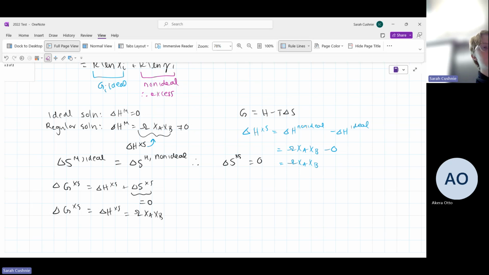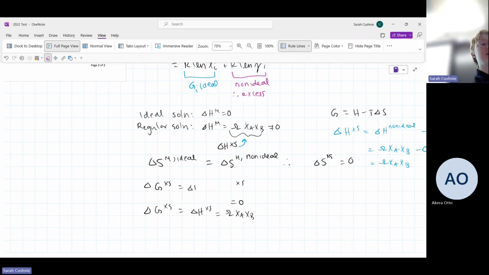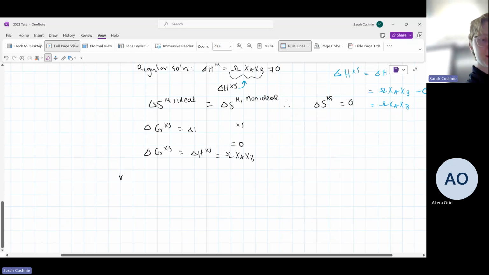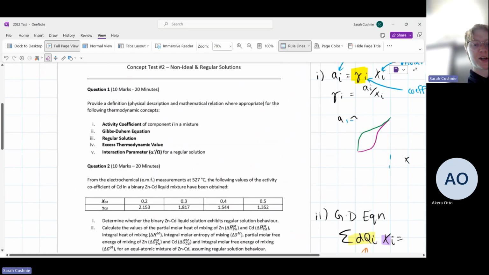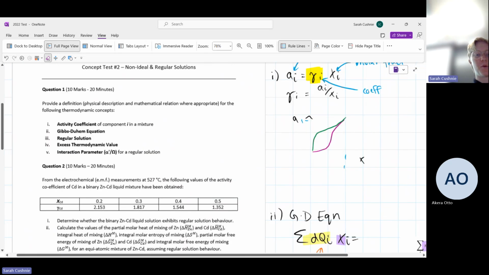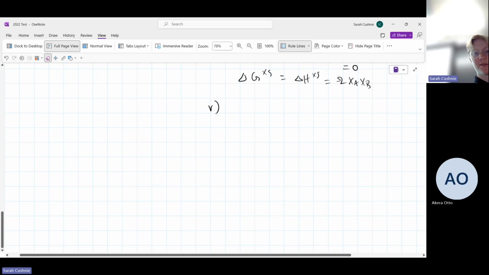Alrighty, I see no more hands. We're going to move on. Remember how, like, 5 minutes ago, I have no concept of time, I said we're going to get back to the interaction parameter? Ha, we're back to the interaction parameter. So the last part of this question was to define the interaction parameter for a regular solution. So we're going to scoot down there.